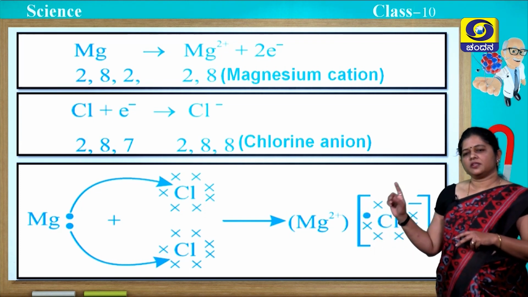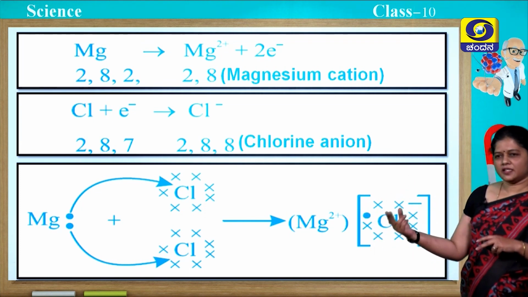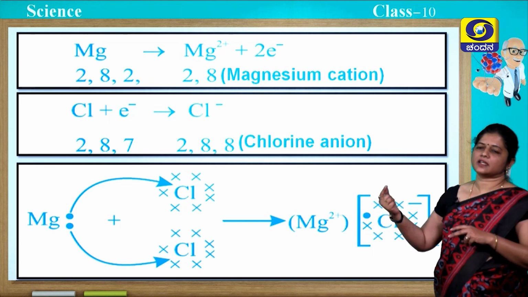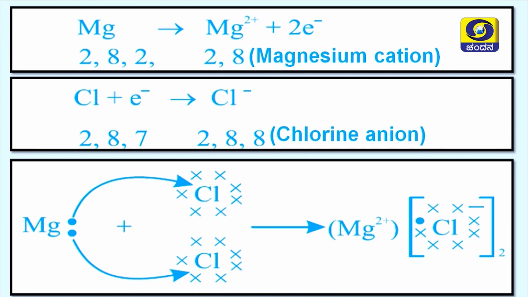The magnesium, when it is donating or transferring 2 electrons, 2 chlorine atoms are receiving 1 each, and it becomes Mg2 plus and Cl minus twice. So, there are 2 chlorine atoms which receive the electrons and it becomes MgCl2, that is magnesium chloride.